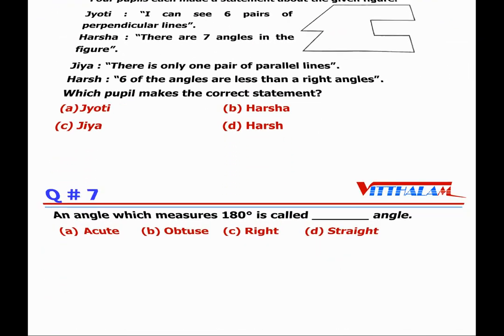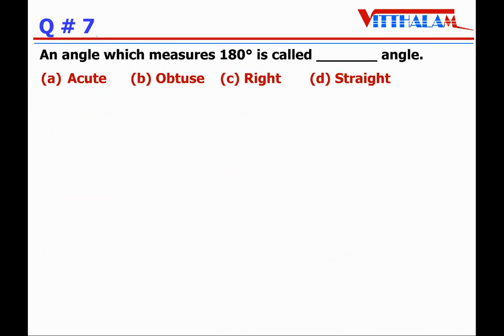Next. An angle which measures 180 degrees is called a blank angle. So an acute angle is less than 90 degrees, an obtuse angle is greater than 90 degrees, a right angle is equal to 90 degrees, and a straight angle is equal to 180 degrees. So the answer is D.